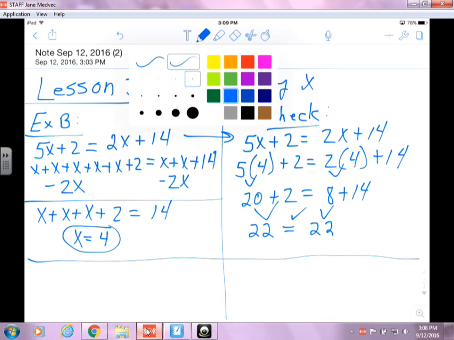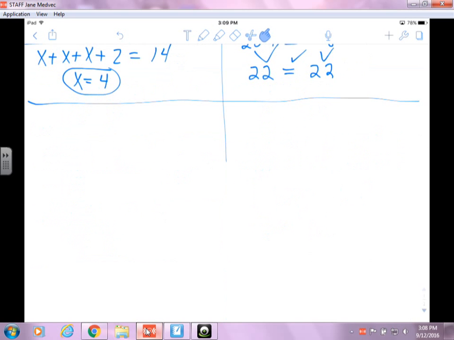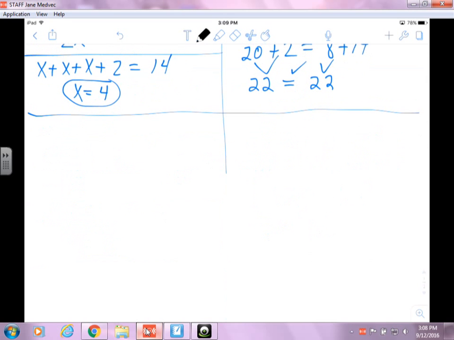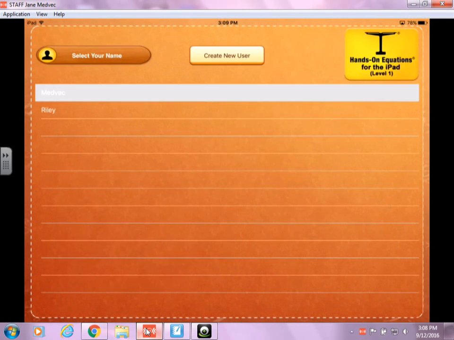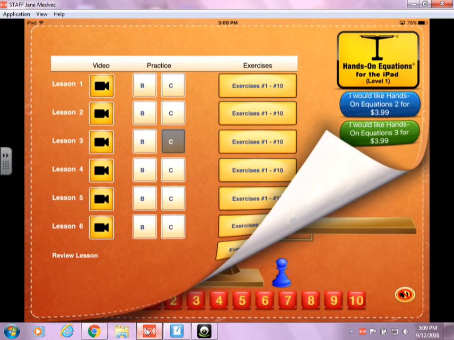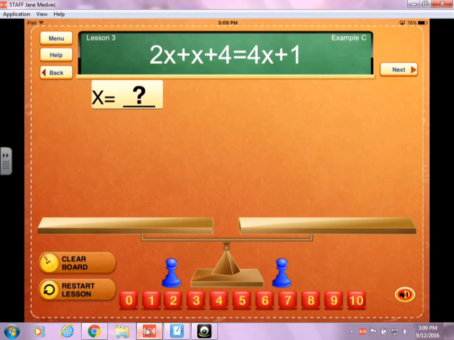All right, and now what I'm going to do is move on to example C. Extend this down. Okay. I'm going to go back to my app, and it kind of kicks me out, so I've just got to make sure that I go back through it. Okay, I've got 2x plus x plus 4 equals 4x plus 1. Okay, so you're going to write down the original problem.